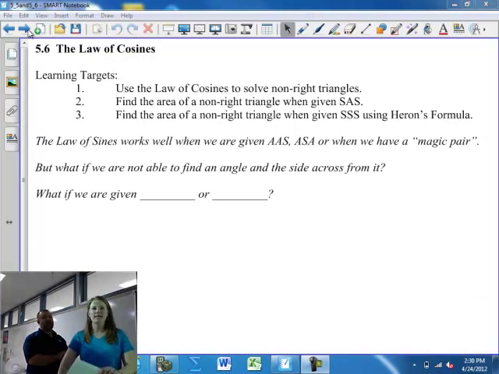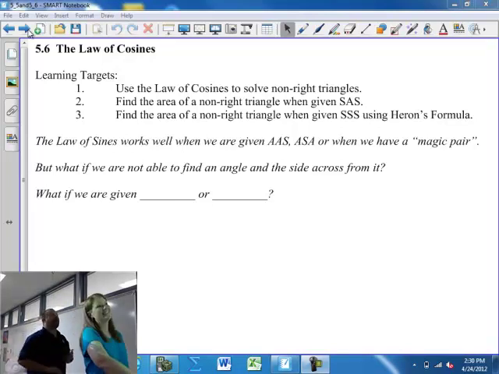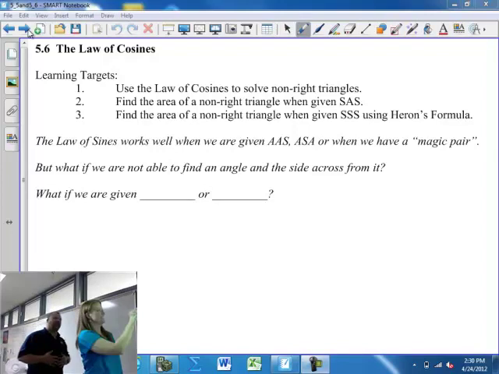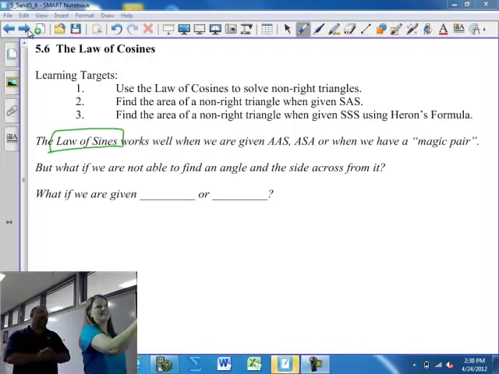5.6, the law of cosines. Last time we did law of sines, now we're ready for law of cosines. You knew it was coming. It was only a few minutes ago for us, hopefully for you too. All right, here we go. Law of cosines is going to work really well when the law of sines doesn't.